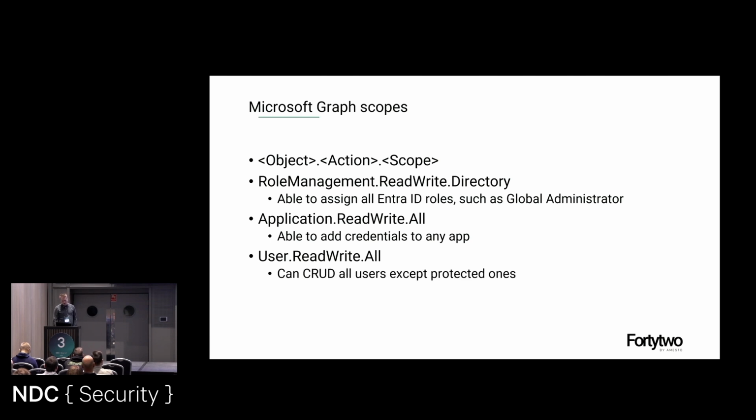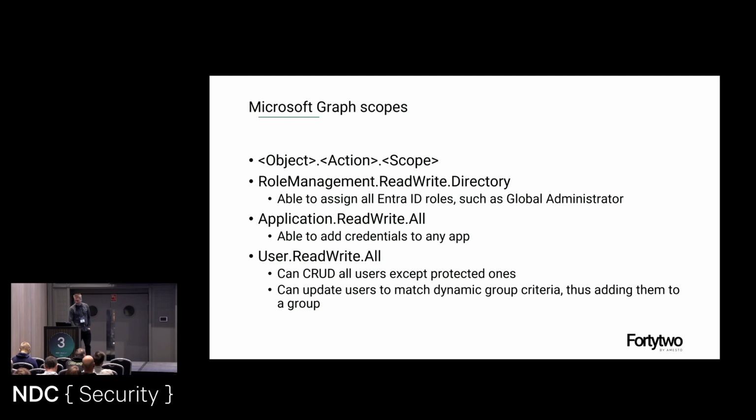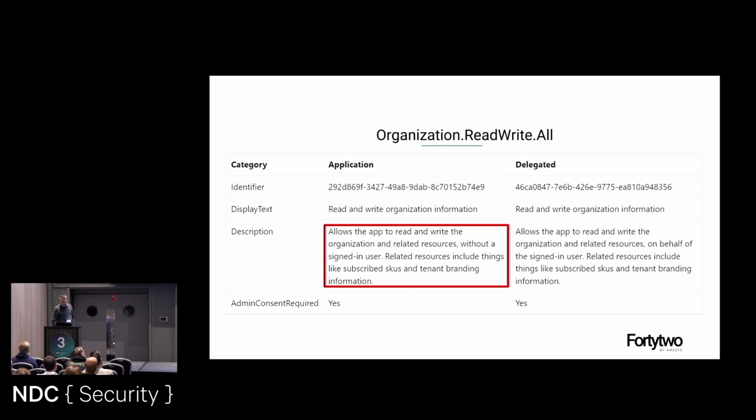You know, User.ReadWrite.All, that actually cannot modify global admins, but it can update users to match dynamic group criteria, for example. That is a common attack vector where you can modify users, or perhaps your own user, to suddenly start matching different dynamic groups, and then being added to teams and accessing data and everything. But these cannot update user passwords, which is a good thing. There's actually no way of resetting user passwords as an app, so it is a bit of a hassle.